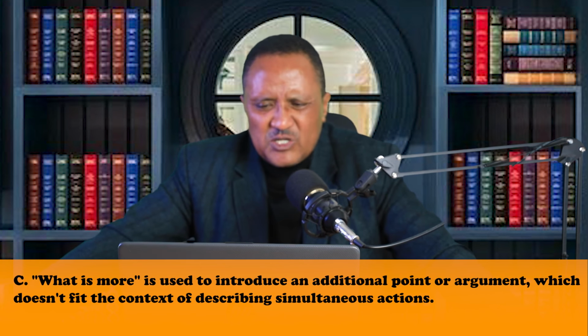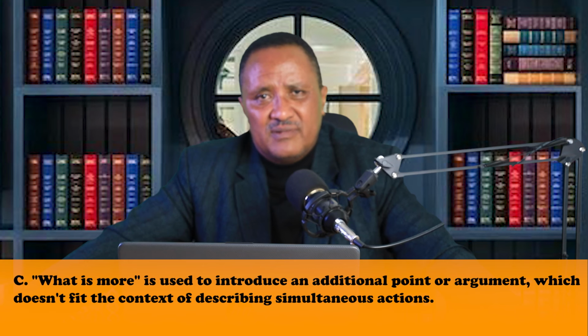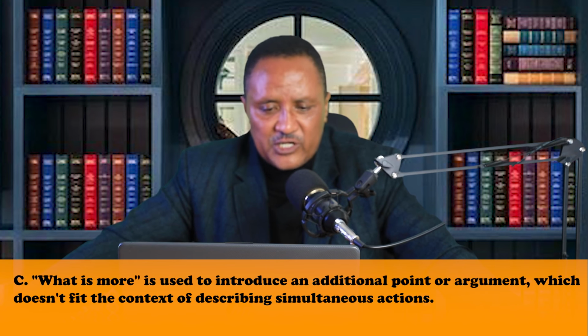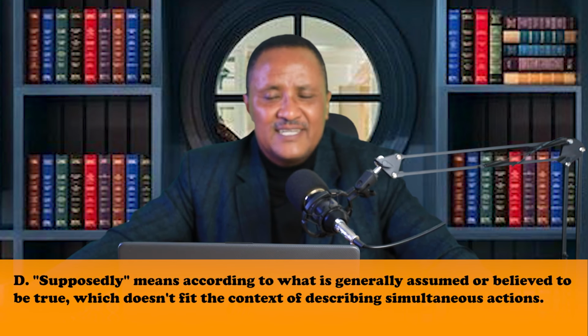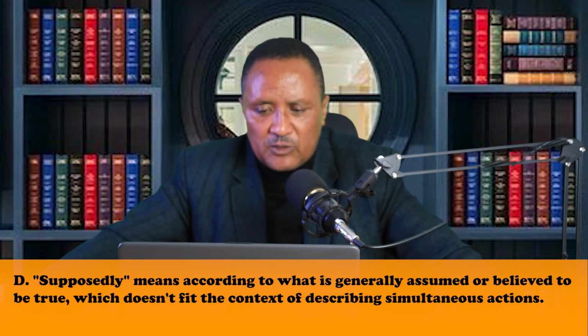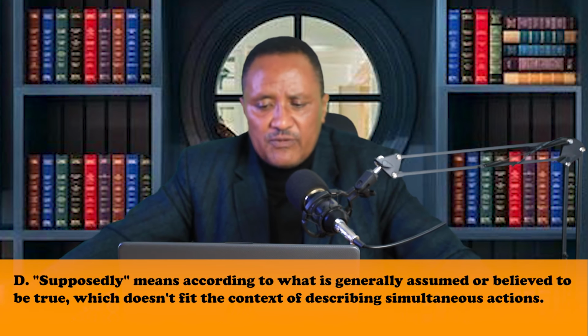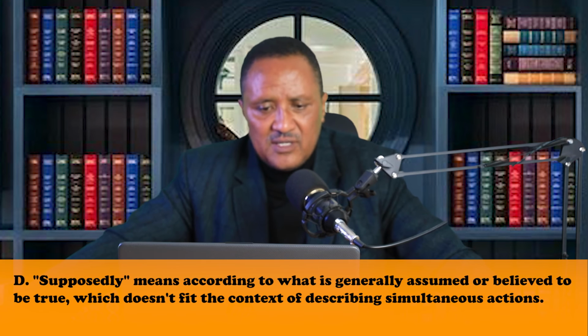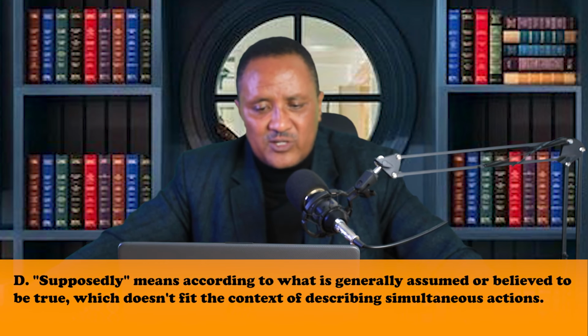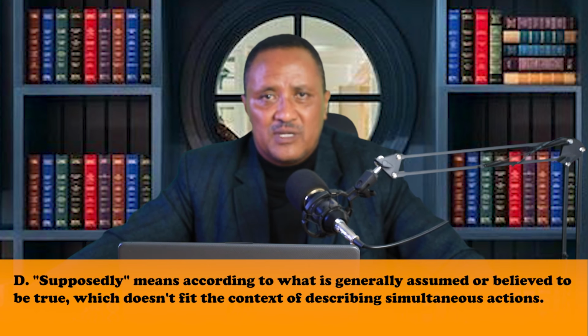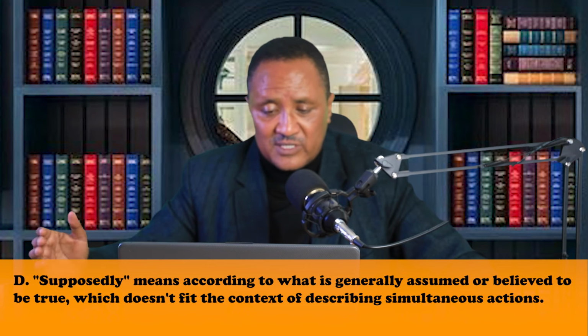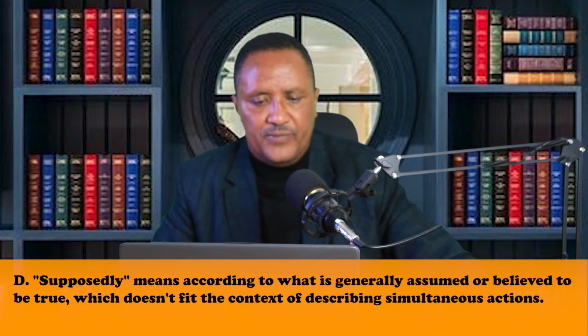C, what is more? This is used to introduce an additional point or argument, which doesn't fit the context of describing simultaneous actions. D, supposedly. Supposedly cannot be an answer. Why? Because supposedly means according to what is generally assumed or believed to be true, which doesn't fit the context of describing parallel or simultaneous actions that took place in a definite past. So because of all these reasons, choice A, choice C, and choice D cannot be answers, but choice B would definitely prove itself to be the answer because of the reasons I tried to mention earlier. Good.